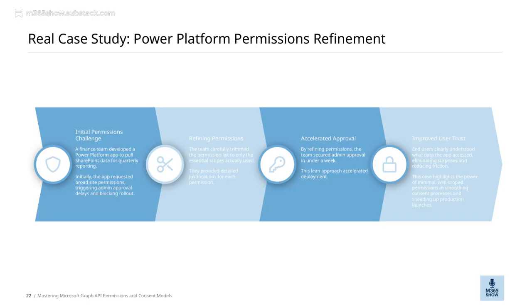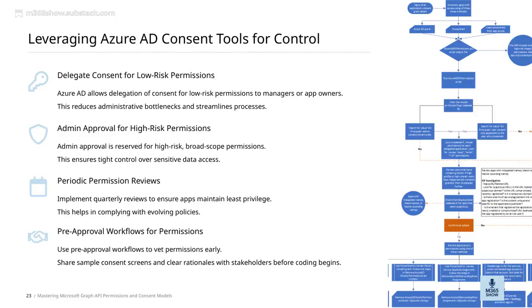Looking at the initial challenge, a finance team created a Power Platform app to pull SharePoint data for quarterly reports. At first, they requested broad site permissions, which triggered delays in admin approval and blocked the rollout. This example underscores how broad permissions can slow down deployment and create unnecessary hurdles. By refining permissions and being transparent about what each scope is for, teams can streamline approvals and make the whole process more efficient. Let's talk about how we can leverage Azure AD consent tools to maintain control.